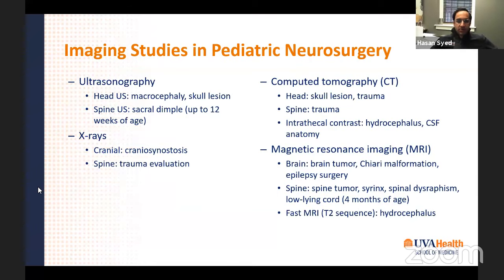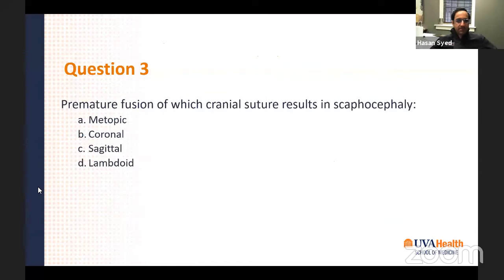MRIs are also important. Full MRIs can involve conscious sedation or intubation by anesthesiology, so sometimes it can be challenging to get that. Fast MRIs, which are T2 sequence MRIs, are rapid and can be done without sedation, and are also critical in terms of evaluating for hydrocephalus. Also, keep in mind that in areas that are resource limited, some of these things can't be done, and so you have to rely on CT scans or ultrasound.